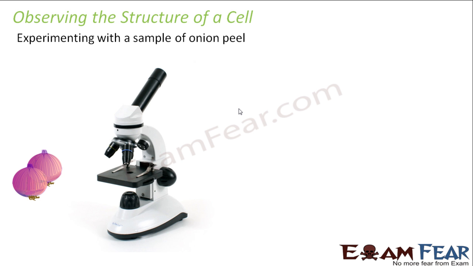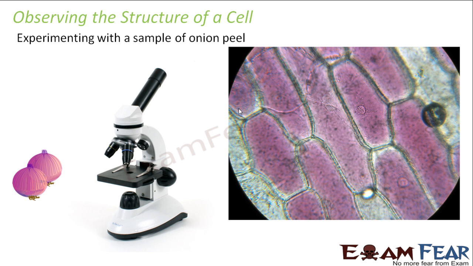So what happens when you observe that onion peel with the help of the microscope? You see a structure similar to this. Looking at this structure, three important components of the cell are observed. So what are the different components? See, each of these small rooms which are enclosed by walls are known as cells. So this is 1, 2, 3, 4, 5, 6, 7, 8. These are all cells in the onion peel.